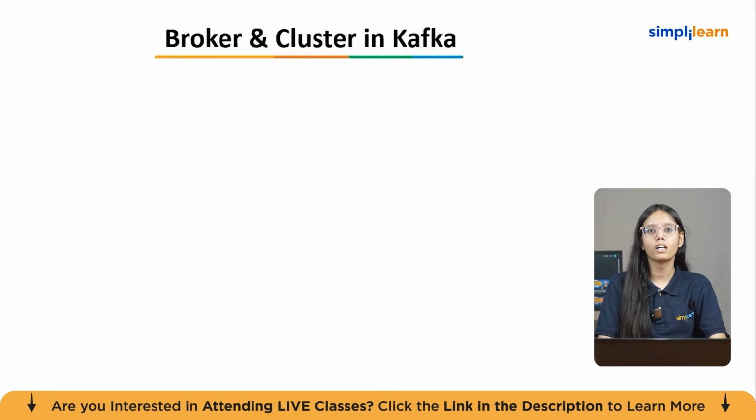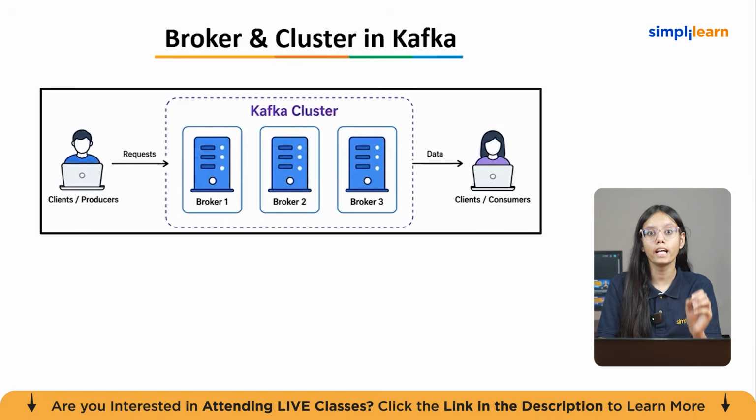A Kafka broker is a server that stores data and handles requests. Kafka usually runs on multiple servers. Each server is called a broker. A group of brokers is called a Kafka cluster. For example, a company may have 3 Kafka brokers: broker 1, broker 2, and broker 3. Together, they form a Kafka cluster.